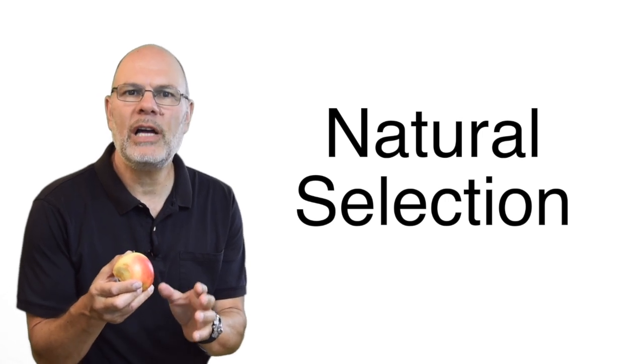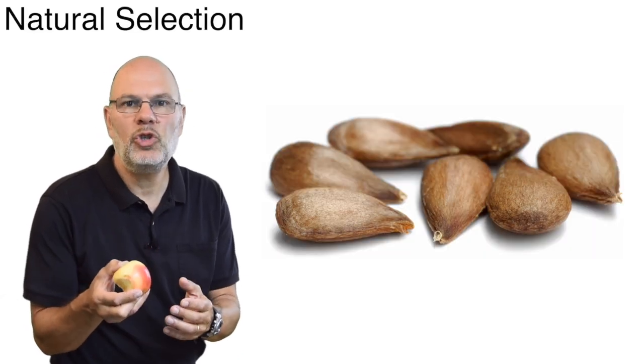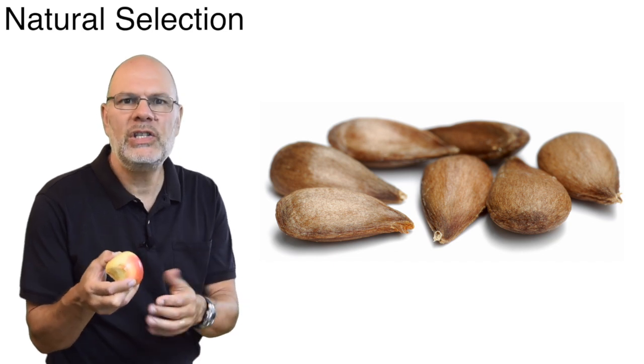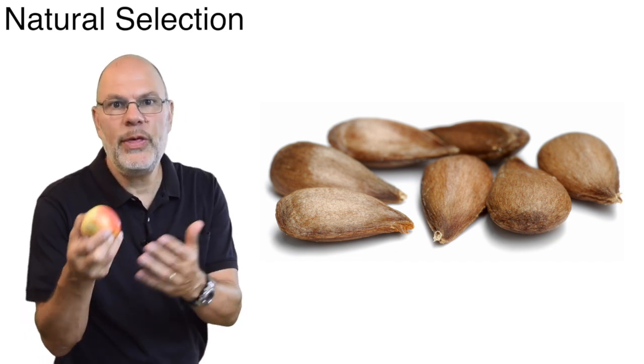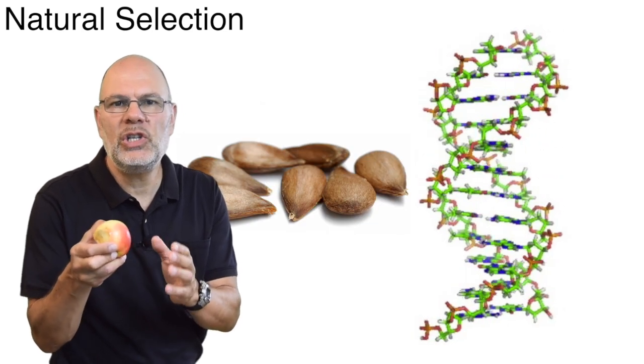Adaptations come about through a process called natural selection. In any population, there's variation in traits. Among the apple seeds, there are going to be some that have thicker coats and some that have thinner coats. Some of that variation is determined by genes. Variants that are unsuccessful, which means that they're not very good at promoting survival and reproduction, are going to wind up being removed from the population.